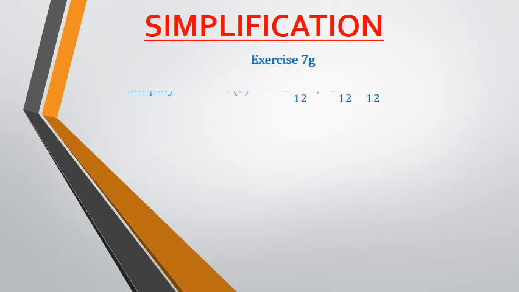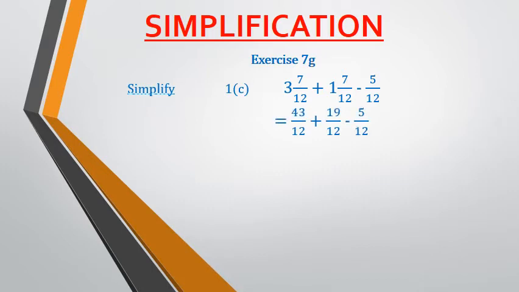Now children, let's come to exercise 7G, and here we have to do the sums of simplification. So first of all we have to simplify, and we will do the C part of question number 1. So here children, we have three fractions: 3 7/12 plus 1 7/12 minus 5/12. Now all these three fractions are like fractions.